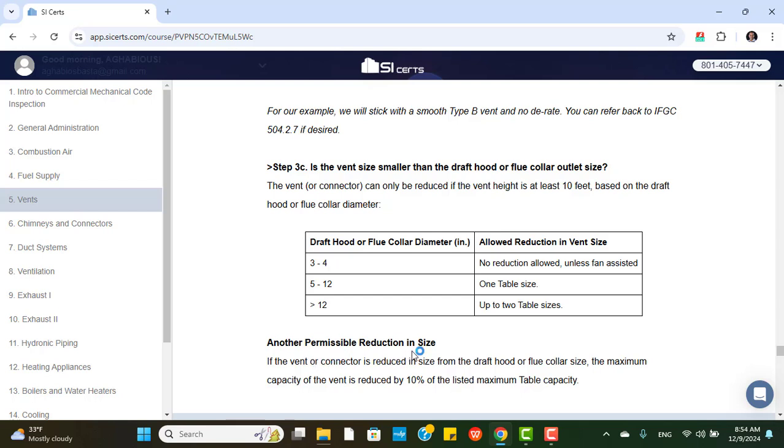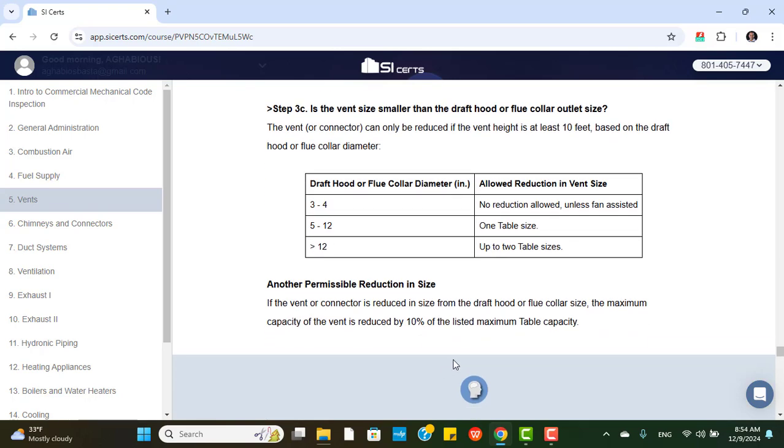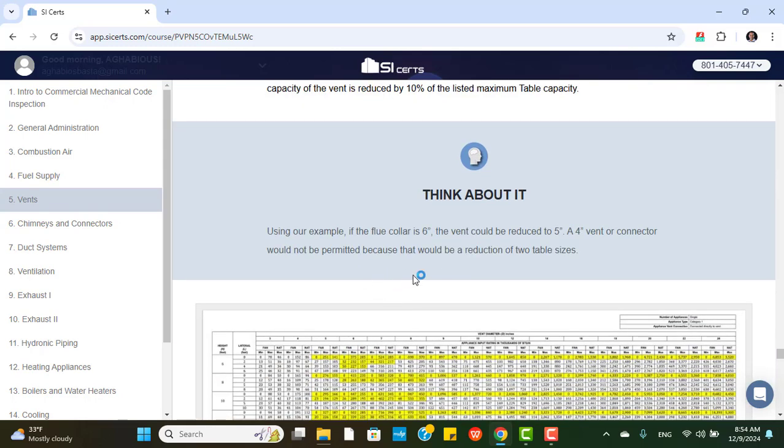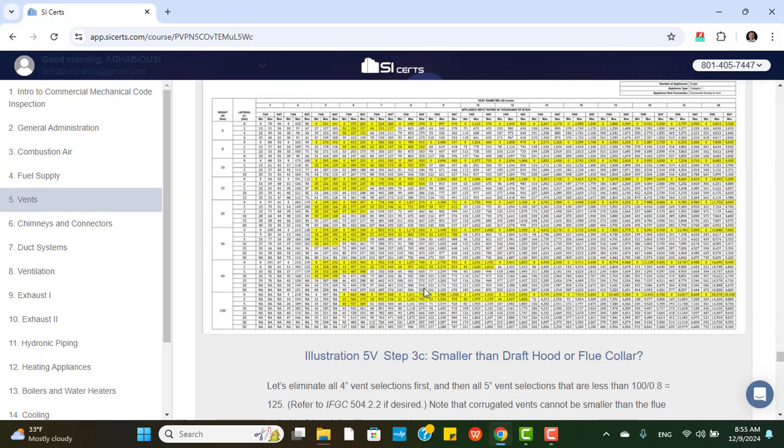Another permissible reduction: if the vent or connector is reduced in size from the draft hood or flue collar size, the maximum capacity of the vent is reduced by 10% of the listed maximum table capacity. Think about it. Using our example, if the flue collar is 6 inch, the vent could be reduced to 5 inch. A 4-inch vent or connector would not be permitted because that would be a reduction of 2 table sizes.